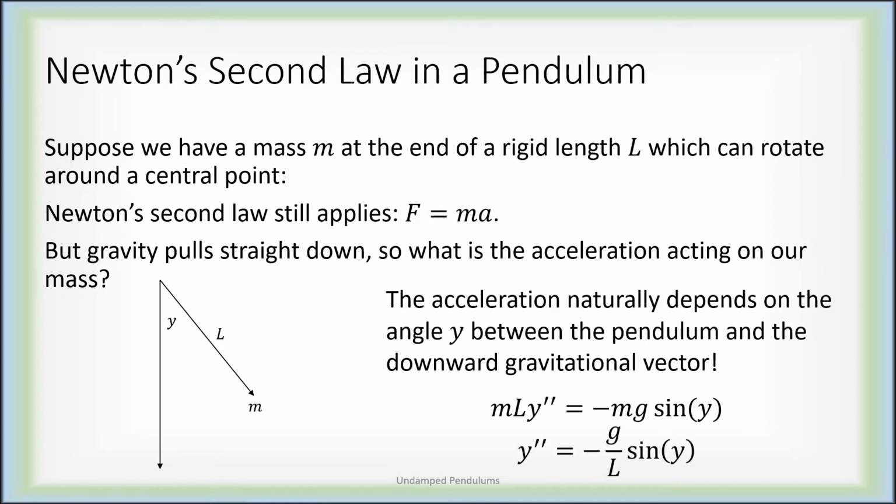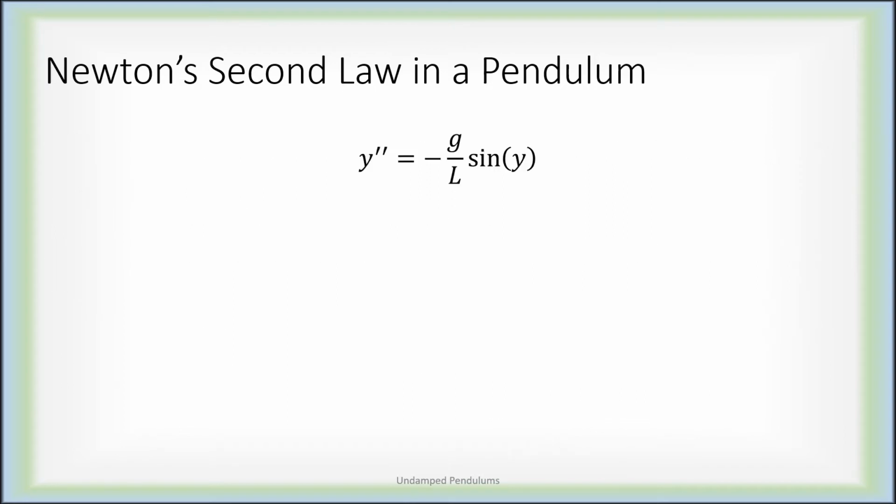This can be simplified by dividing the m out of the entire expression and moving the L over to the other side. y double prime is negative g over L sine of y. So here's the differential equation we have for our undamped pendulum. I say undamped because the only force acting is gravity. There is no air resistance in this situation.